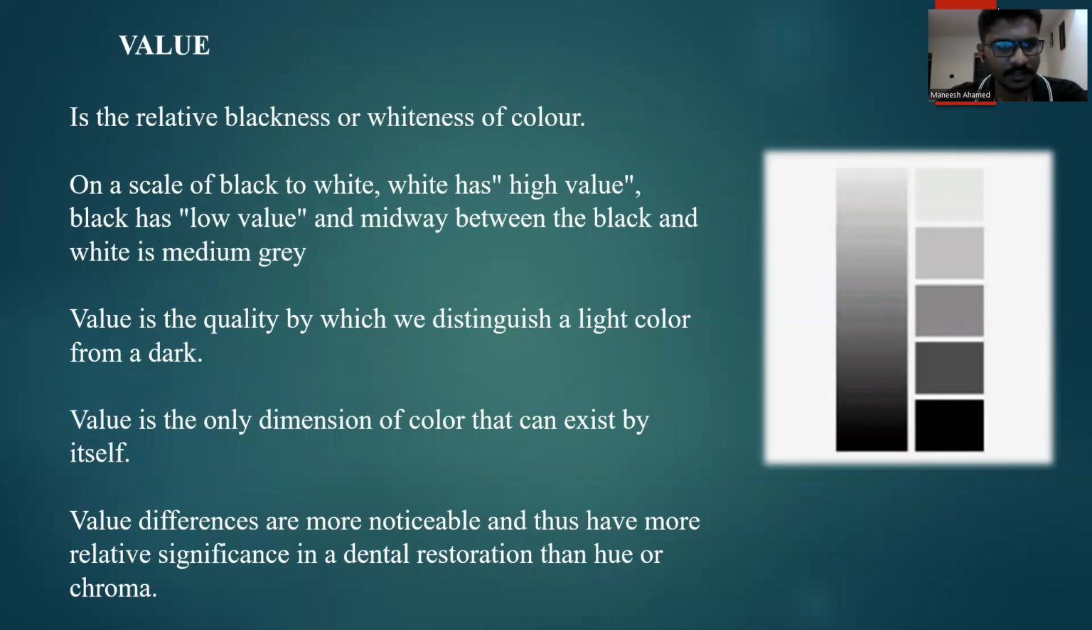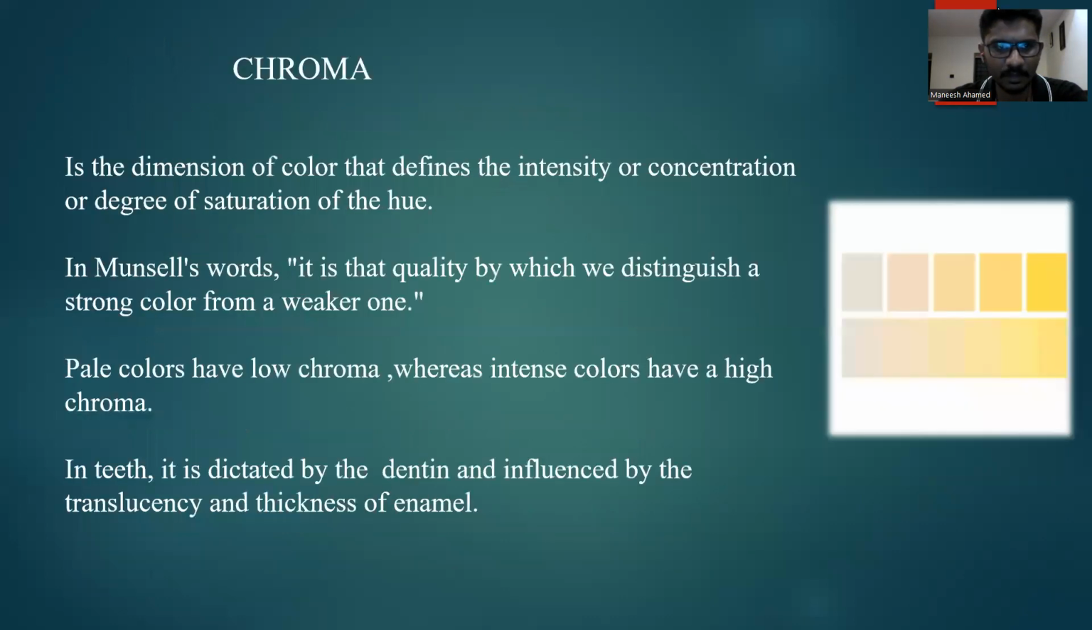Value, on the other hand, is the relative blackness or whiteness of a color. On a scale of black to white, white has high value, black has low value, and midway between black and white is medium gray. Value is the quality by which we distinguish a light color from a dark one. Value is the only dimension of color that can exist by itself. Value differences are more noticeable and thus have more relative significance in dental restoration than hue or color.